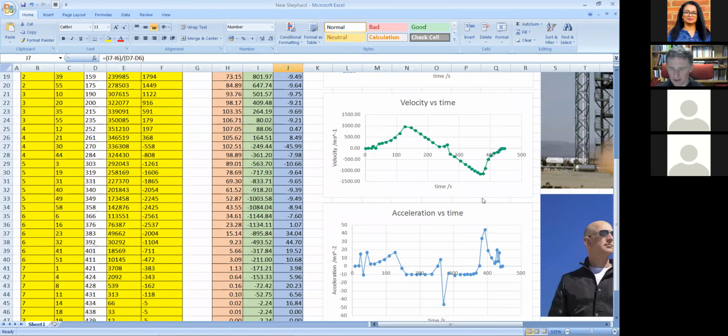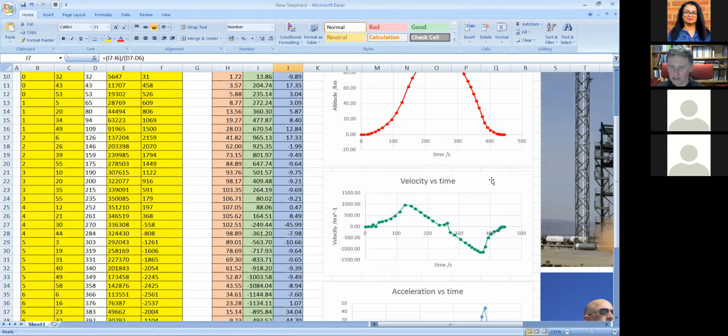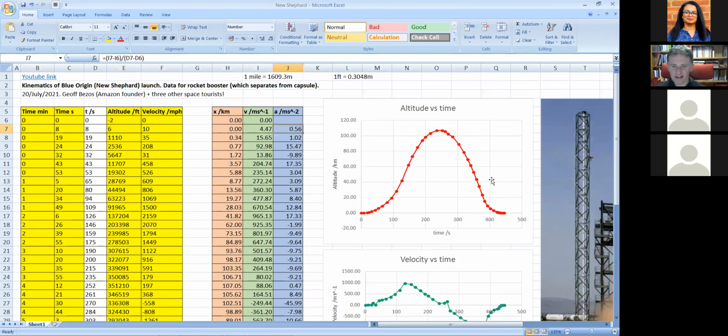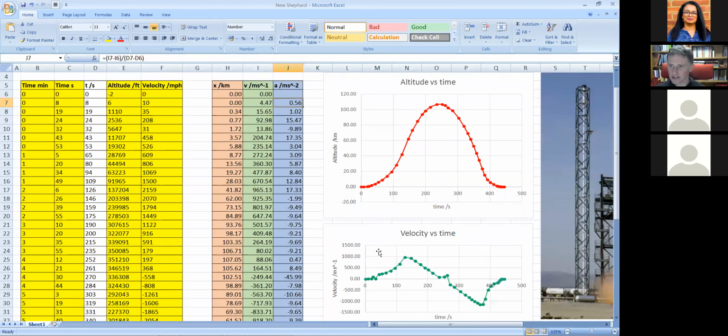So there we are. It's sort of falling in, then you'll brake a little bit. And there we go, there's our acceleration. So yeah, there we are. That's another example of our kinematics.